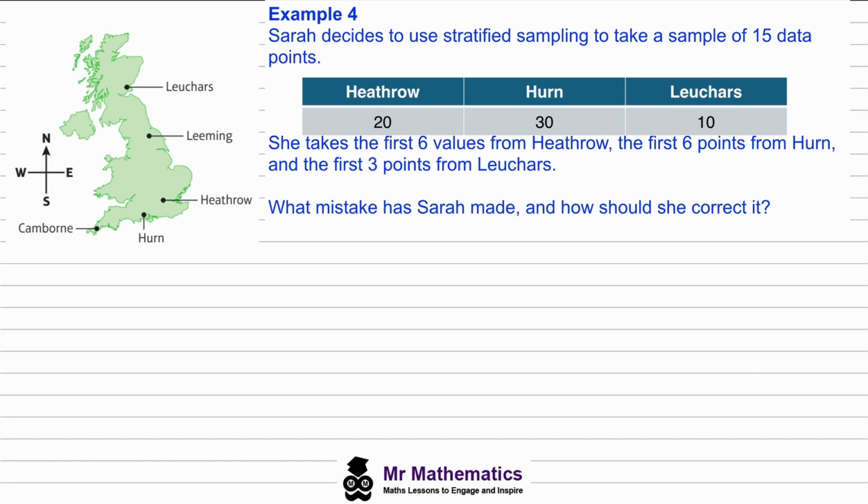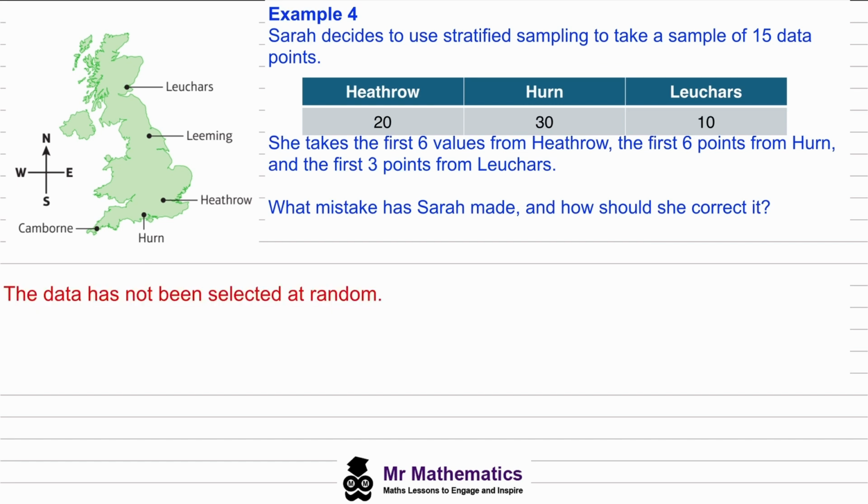Okay, so welcome back. So the mistake that Sarah's made is that the data has not been selected at random. By taking the first 6 values from Heathrow, the first 6 from Herne, and the first 3 from Le Chars, she's used opportunity sampling, which is a non-random method. Stratified sampling is a random method, which requires a sampling frame.